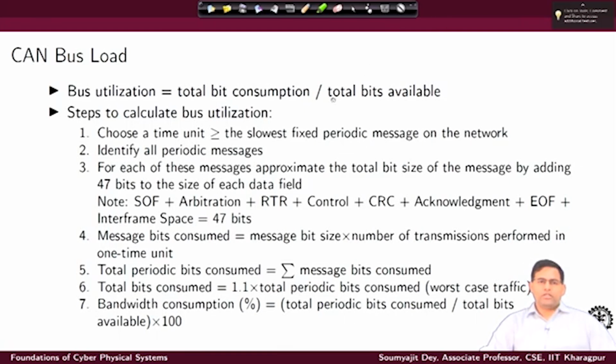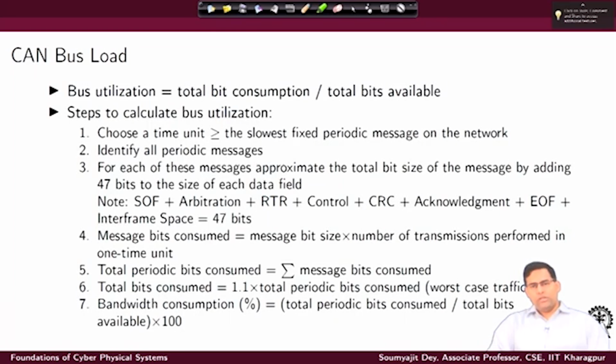The bus utilization is nothing but the total number of bits that have been consumed divided by the total number of bits that are available. You have a bandwidth of the bus which will allow this many bits to be sent, and you actually send some number of bits, so it is just that fraction. How do you calculate it? First of all, you have to choose a time window.